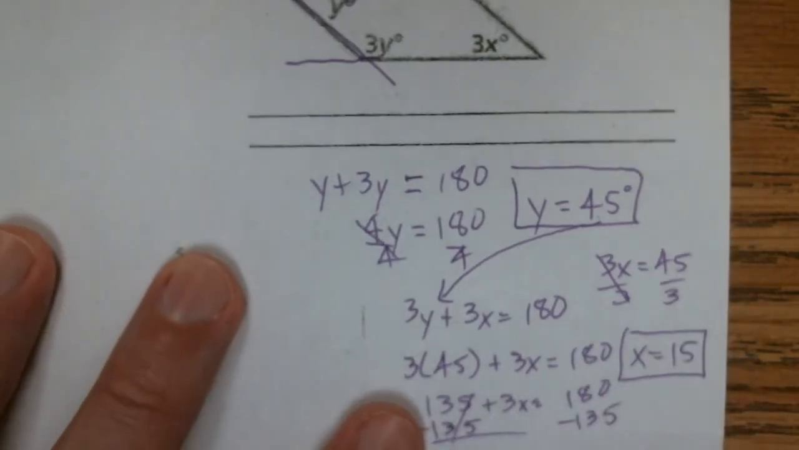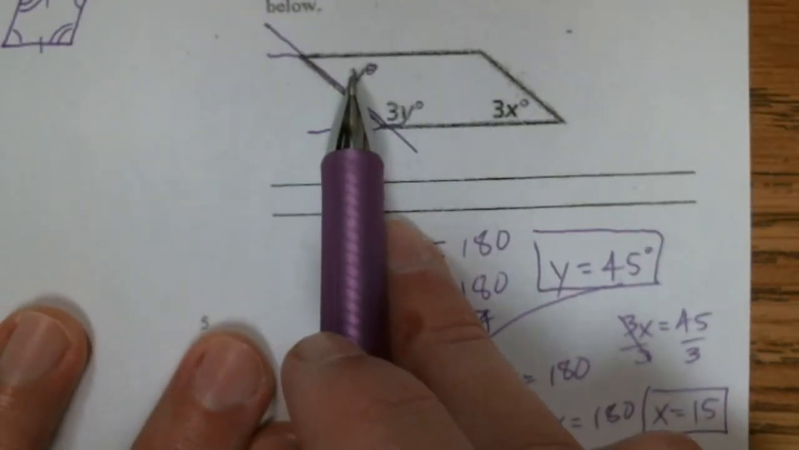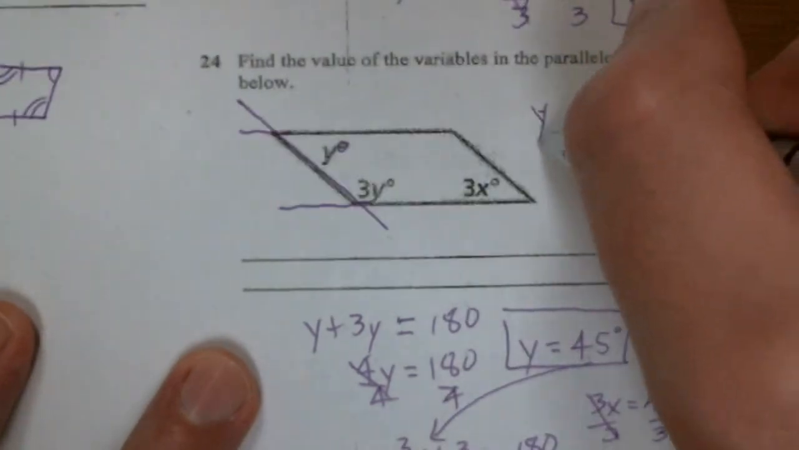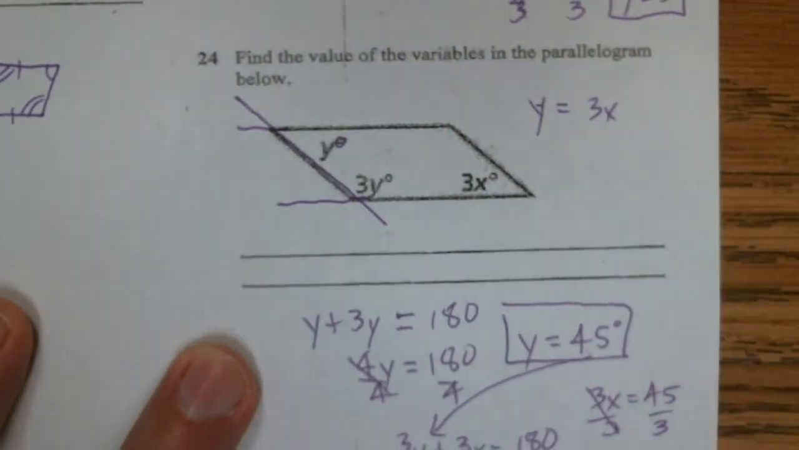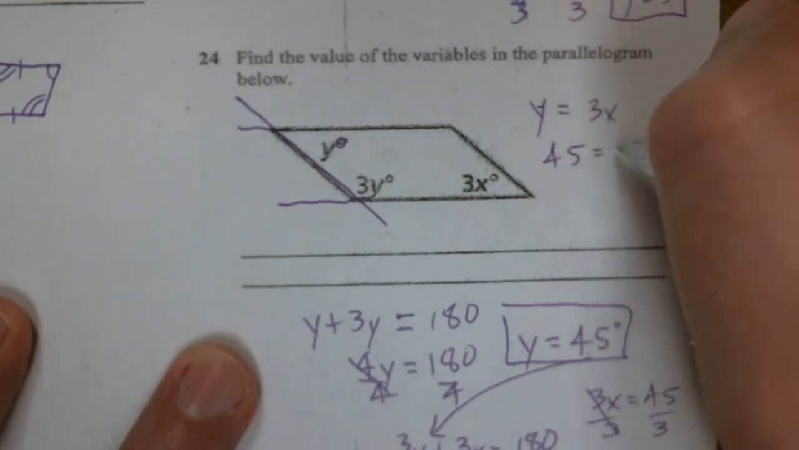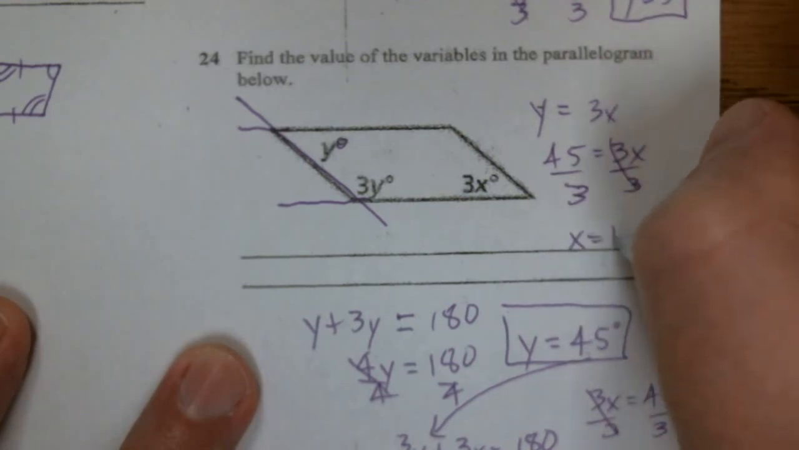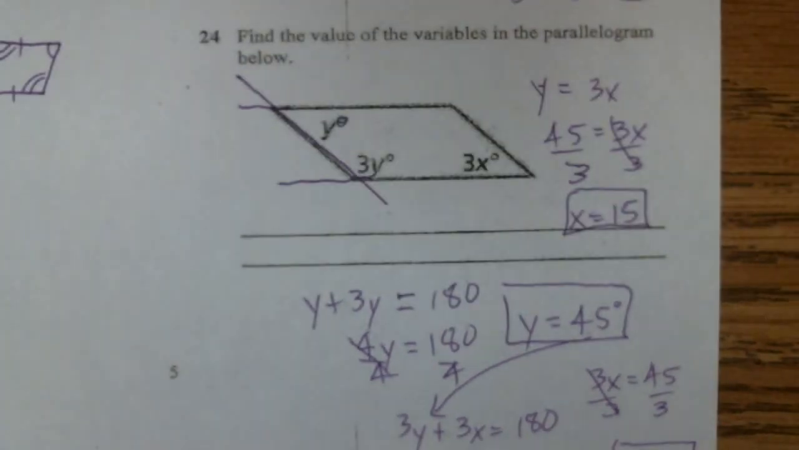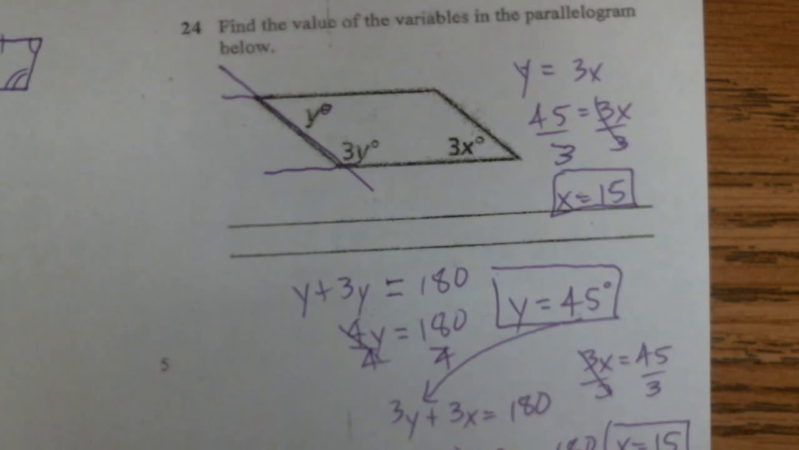The other way you could do it, I just thought about it, is to solve for y. You could have just set these two opposite angles equal to each other. That actually would have been a little bit quicker. I could just say y equals 3x, and since we already found that y is 45, I could just say 45 equals 3x, divided by 3, and I still get x is equal to 15. So that's actually a little bit quicker, which is one reason I like math so much, because there's multiple ways to solve the same problem many times.